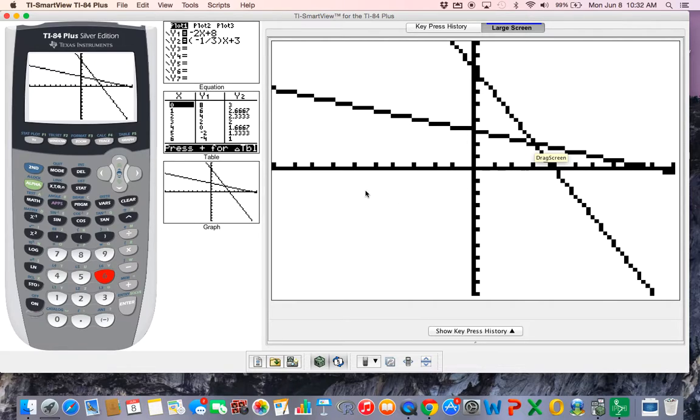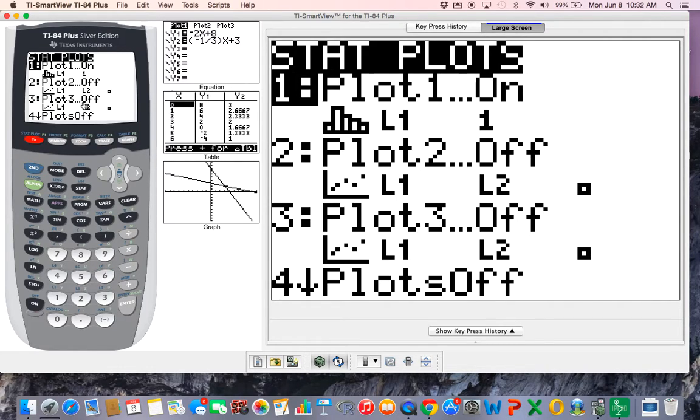Now guys, if you got an error, and I talked about this earlier in a video, but if for some reason you didn't watch it, which would be shame on you, if you got an error, you might have to go second function stat plot and turn these things off.